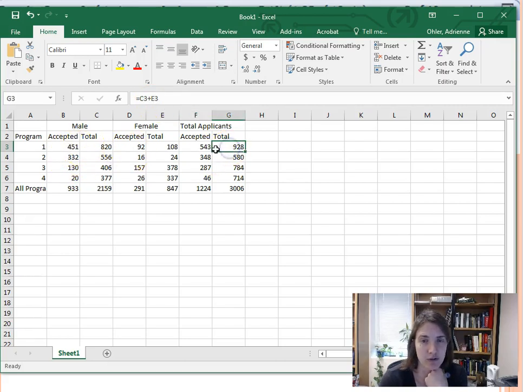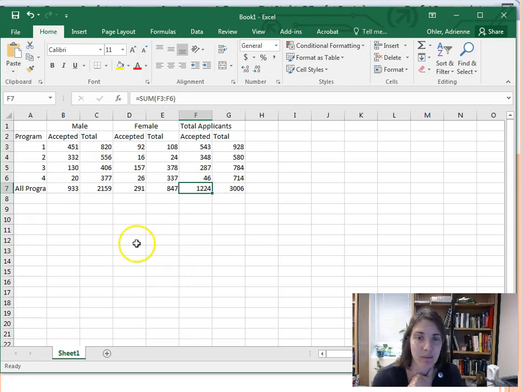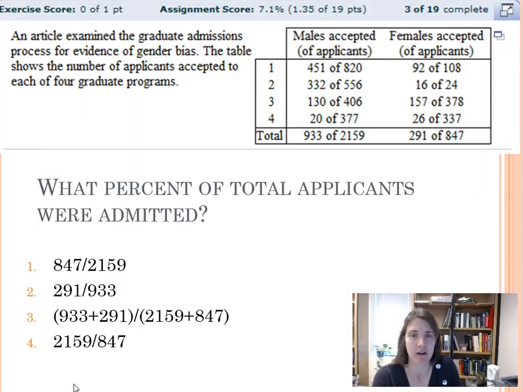The same thing is true for the total number of applicants in program 1. The total number of applicants accepted into all of the programs is going to be the sum of the males and females that were accepted, so that's just adding those two numbers up, as well as the total number of applicants into all of the graduate programs, which is adding 2,159 with 847. These numbers come directly from this table up here.